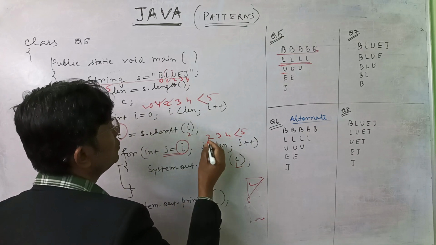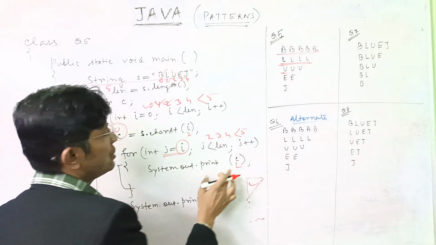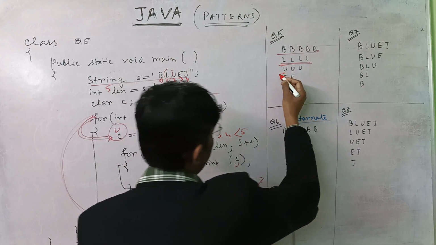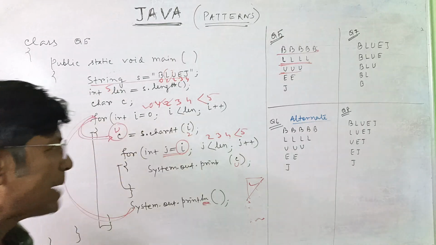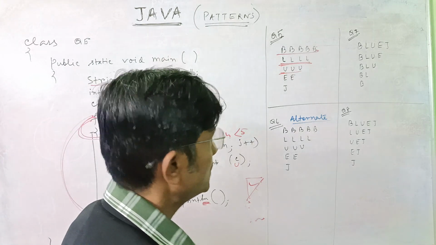will start from 2. J will be 2, J will be 3, J will be 4. 3 times this will work. What will be printed here? U. So you can see 3 times. In this way the complete pattern will be printed.